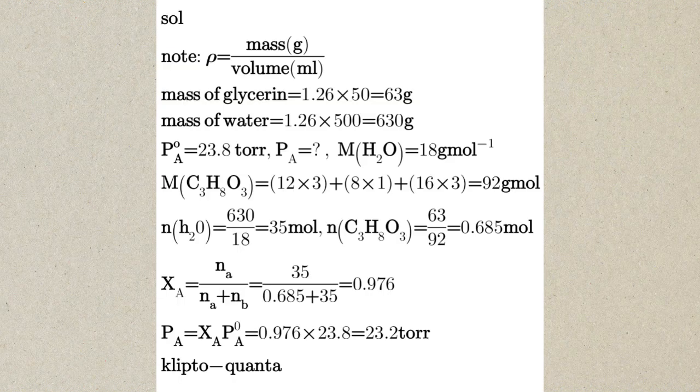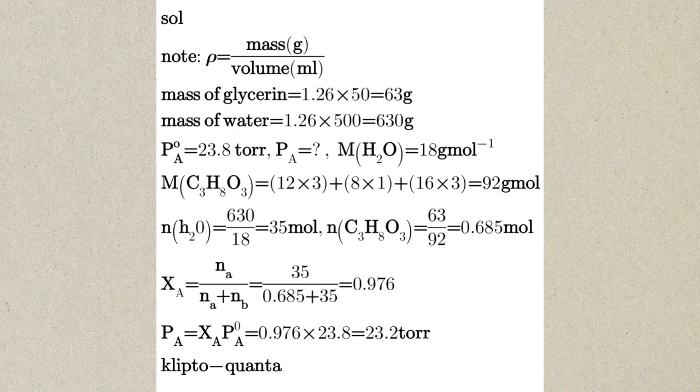Since we are dealing with Raoult's law here, because we are looking for the partial pressure, if you use any other formula, it will be a little bit complicated. So we find the mass of glycerin and mass of water from the same formula. And from there, we know that our pure solvent pressure is 23.8 torr. To find the partial pressure, we need to find the mole fraction, which means finding the mole of water and also the mole of glycerin.